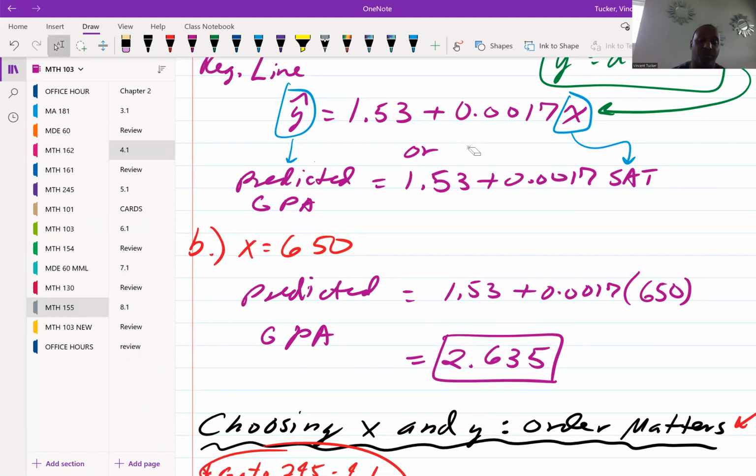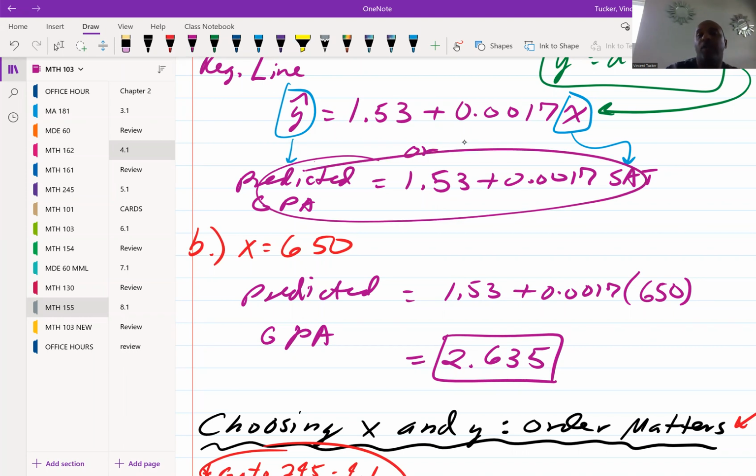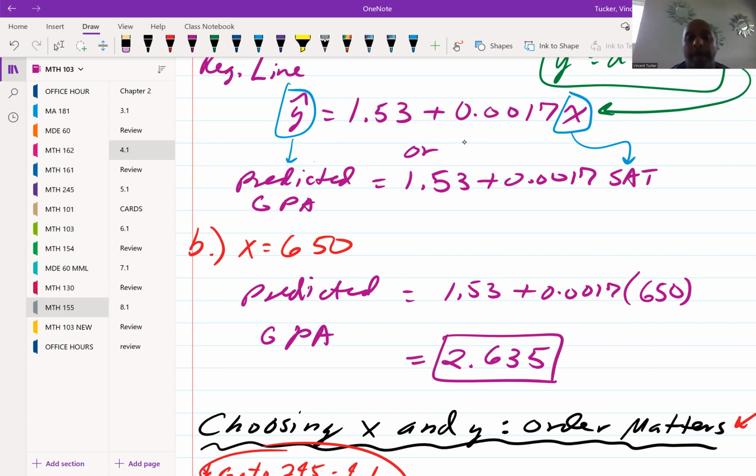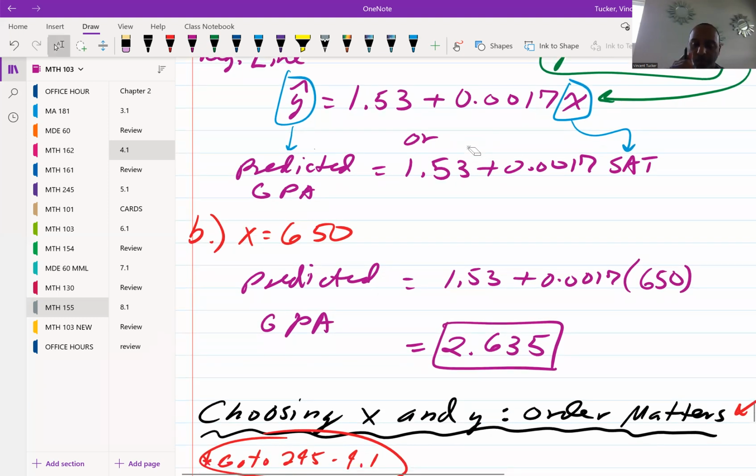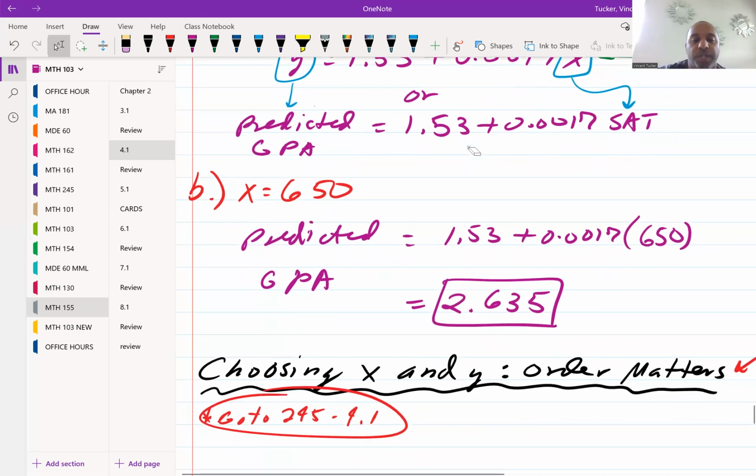And that prediction is based on previous observations. So what people did in the past is what created this regression line, which allows us to predict what will happen in the future. Questions before we go to the next piece?